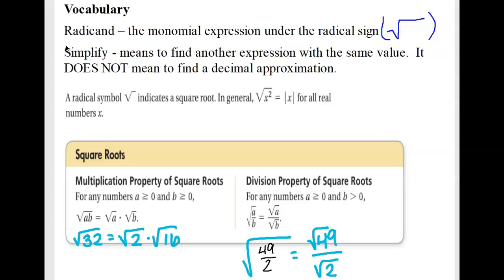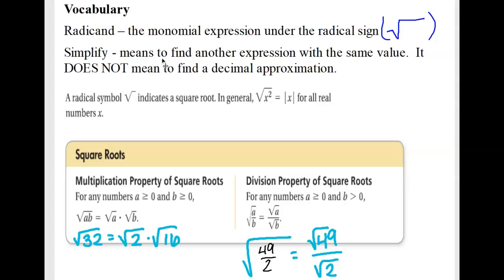So we have some new vocabulary. A radicand is the monomial expression under the radical sign. So again, a radical sign is the square root. The reason it's called a radical and not a square root is because sometimes it can be a cube root or a fourth root, etc.